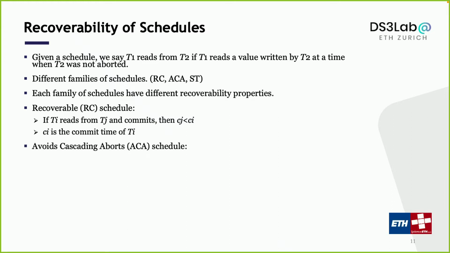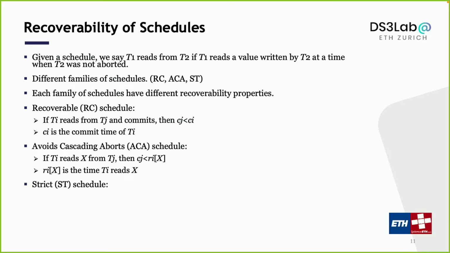The second family is called avoid cascading abort, ACA. It means that a schedule is in that family if and only if the following is true: if Ti reads X, that object, from Tj, then that implies Tj needs to commit before Ti reads X. Okay? Here you have Ri as the read time of Ti, like the time that Ti reads X.